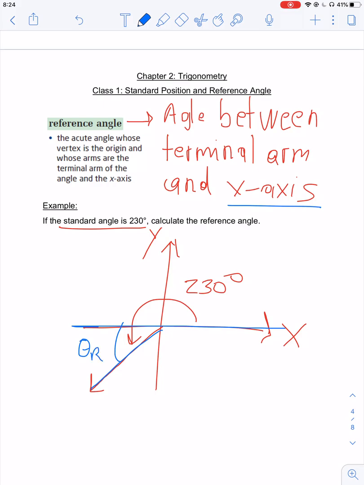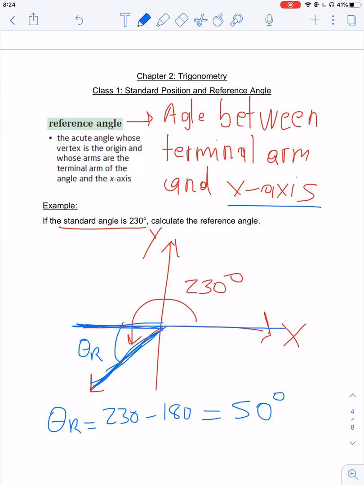Now, how do you calculate that? You always have to look at which one's bigger. Is the angle of your terminal arm bigger than this 180? And it is, right? Because this is 230 and this is 180. So theta r will always be whatever is bigger minus the smaller one. So it's just going to be 230 minus 180, which equals 50 degrees, okay? So that's how you find the reference angle.